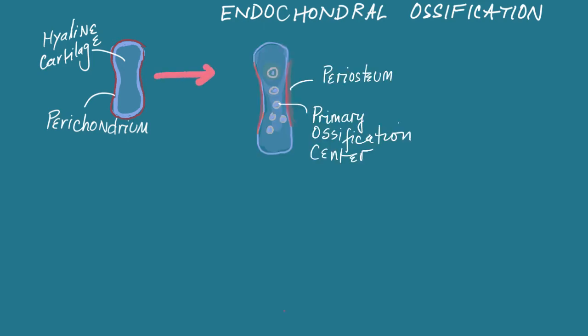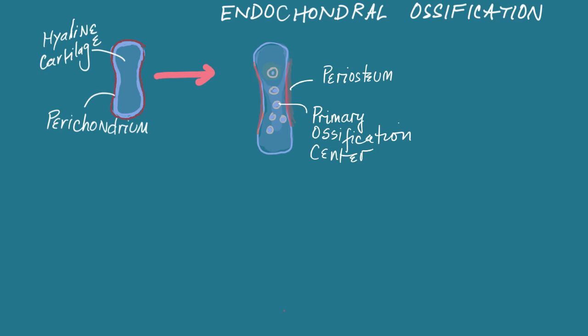Now, as our fetus grows, this cartilage skeleton continues to grow, and the cartilage cells or chondrocytes in the center of this model become very active, and at some point they start to die out. When they start to die out, they leave spaces in the cartilaginous model, and these spaces can be replaced by bone.